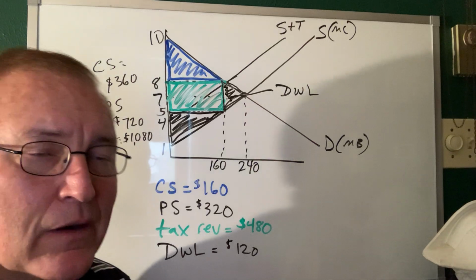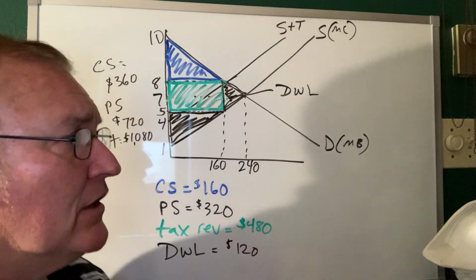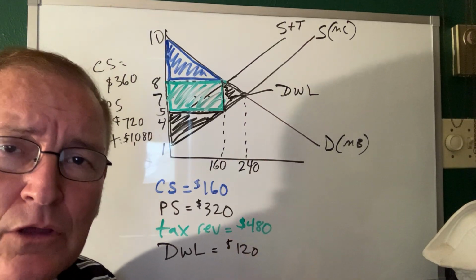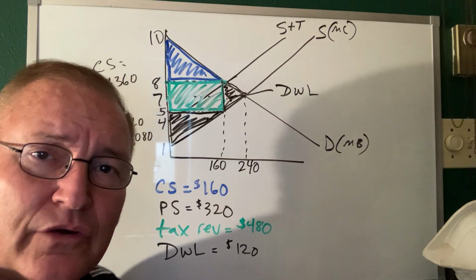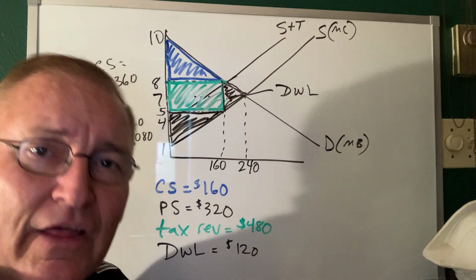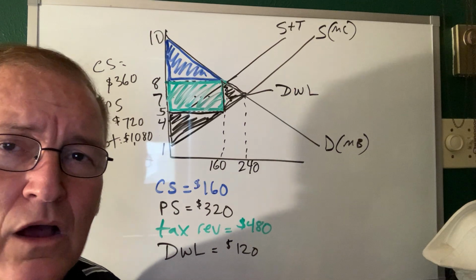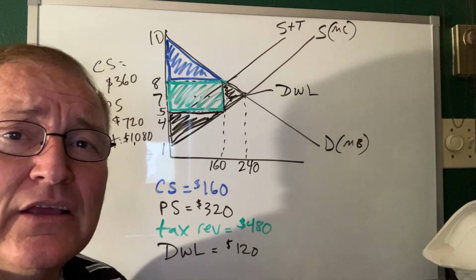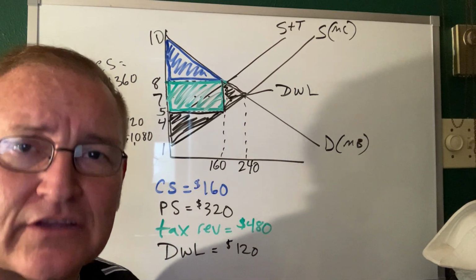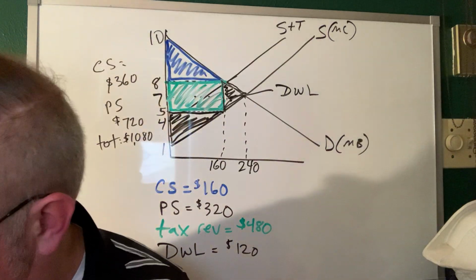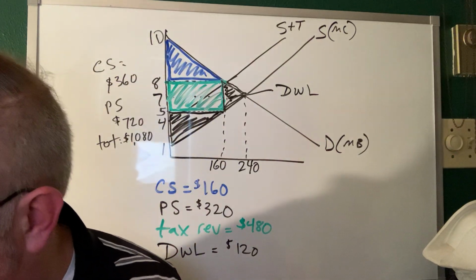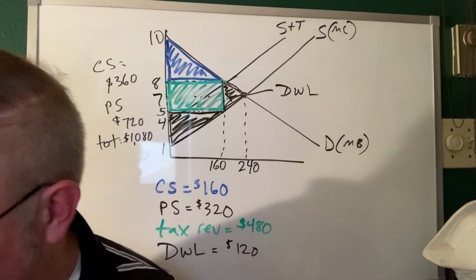Taxes, ceteris paribus, make markets inefficient because in most cases they create deadweight loss. That's one of the definitions of how you know a market is inefficient: if there's deadweight loss present in the market. I think that just about does it for taxes.